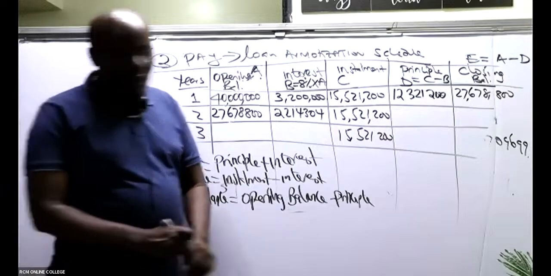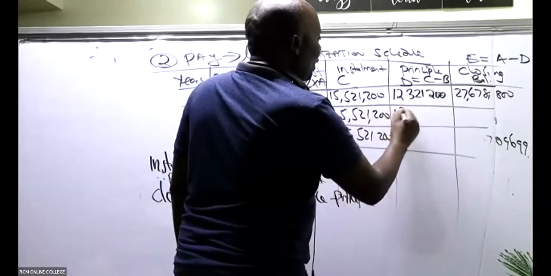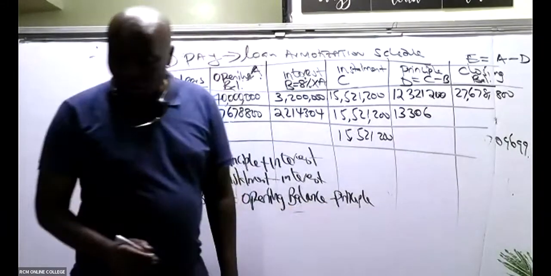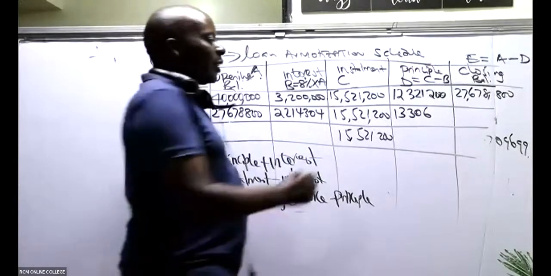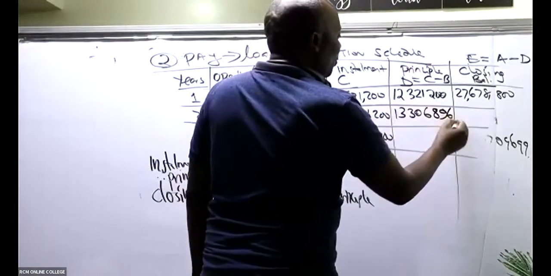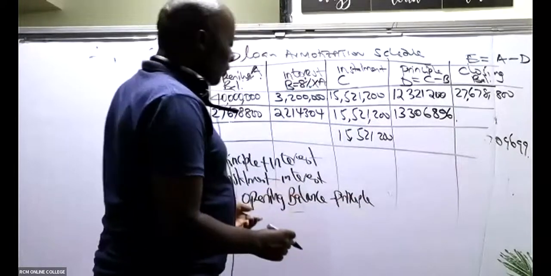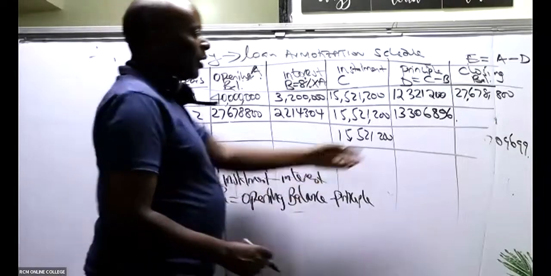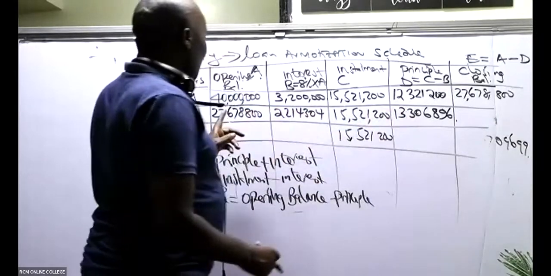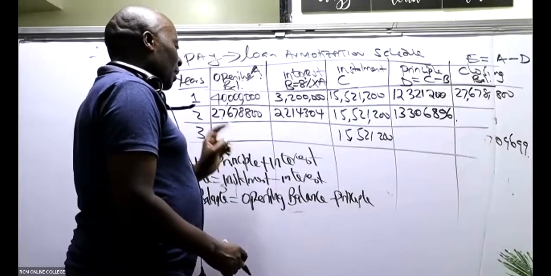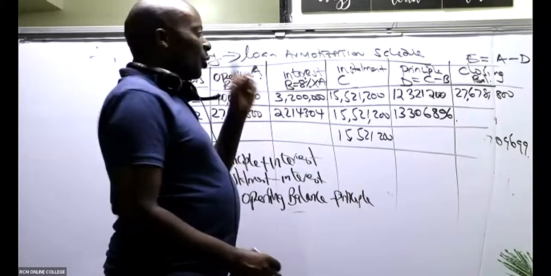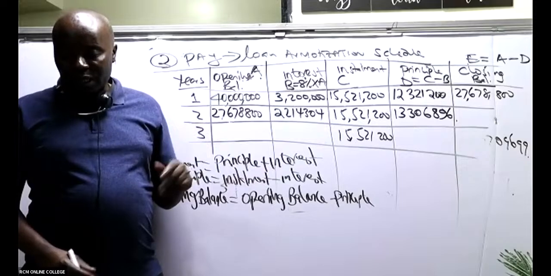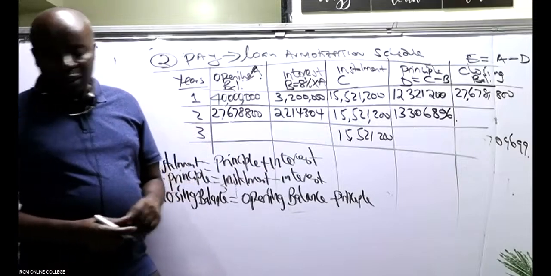So 13,306,896. Thank you so much. And therefore, closing balance is very easy. Closing balance, you take the opening balance minus the principal. So the figure that you have there in your calculator, you simply say the opening balance minus that answer. You should be able to give us the closing balance for year 2, and we are almost finishing now, which according to Mumbi, it's 14,371,904.